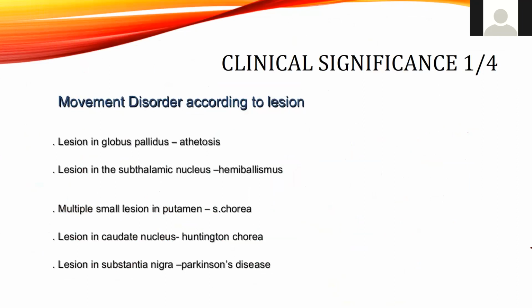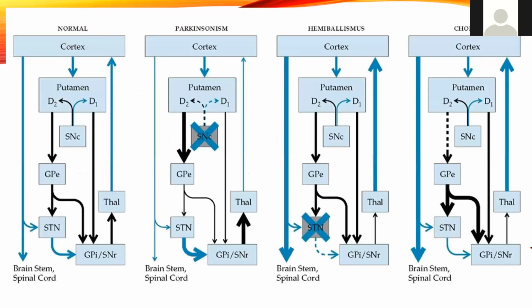Significance. We have different movement disorders which could be created if there are lesions of the basal ganglia. We have athetosis, which is a lesion in the globus pallidus, particularly the globus pallidus externa. We have hemiballismus, which is caused by a lesion in the subthalamic nuclei. We have chorea, Huntington chorea, which is caused by a lesion in the caudate nucleus, and we have Parkinson's disease, which can be caused by a lesion in the substantia nigra, particularly the pars compacta.